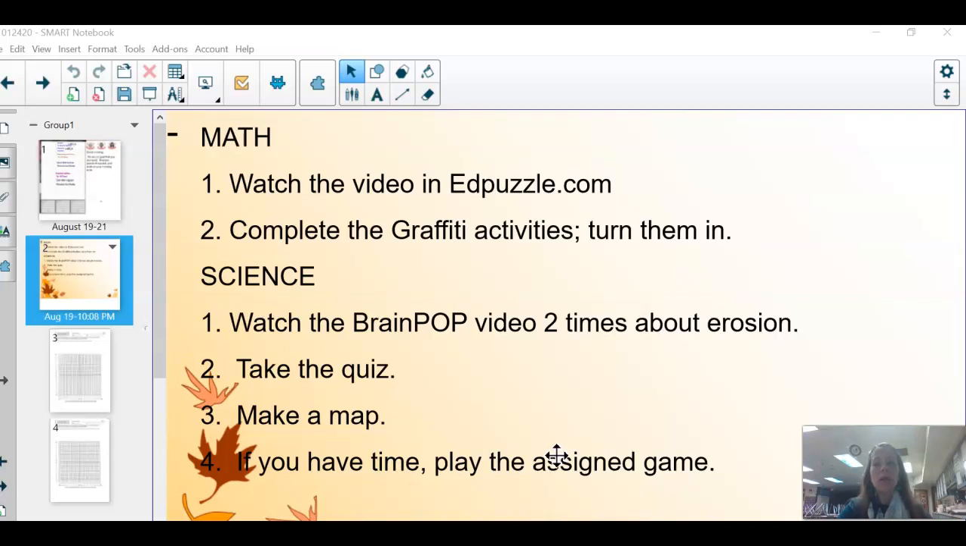Okay, so when you are all done with the video, you're going to close your computer and then you're going to try the activity with the graphs.